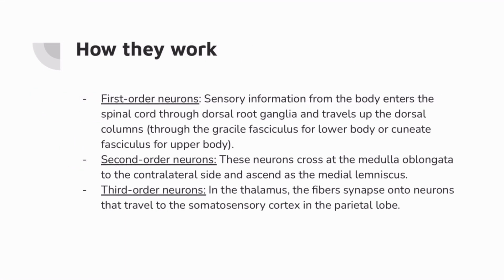These two systems, the DCML and the anterolateral system, use three sets of neurons to communicate. First is the first-order neurons. Sensory information from the body enters the spinal cord through the dorsal root ganglia and travels up the dorsal columns. This then communicates to the second-order neurons. These neurons cross at the medulla oblongata to the contralateral side and ascend as the medial lemniscus. Lastly, they communicate to the third-order neurons. In the thalamus, the fiber synapse onto neurons that travel to the somatosensory cortex in the parietal lobe.